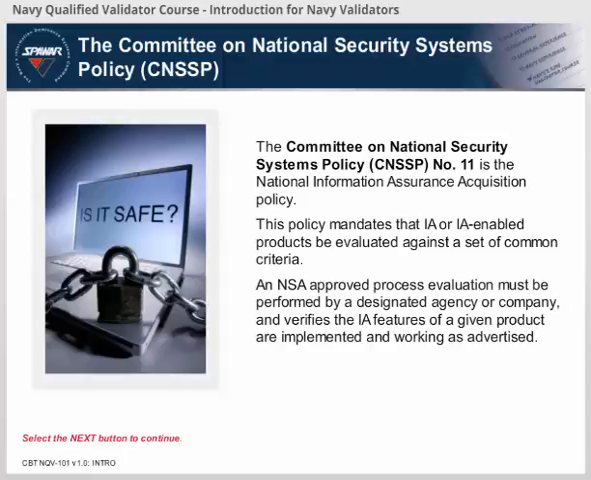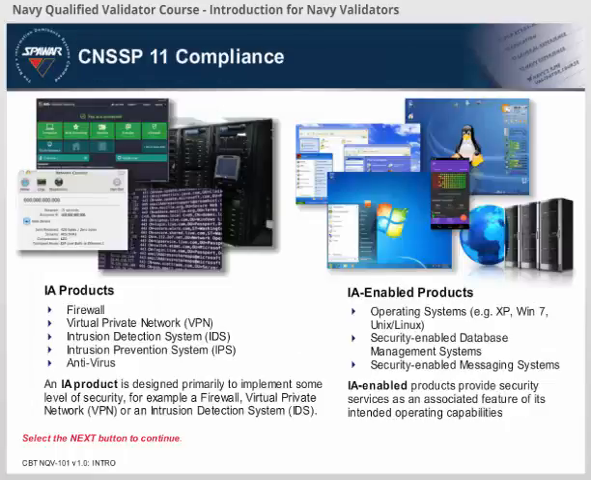When supporting the early A&A planning, it is important to assess compliance with this policy early and avoid a common pitfall. An IA product is designed specifically to implement some level of security. For example, a firewall, virtual private network, VPN, or an intrusion detection system, IDS, are IA products because their primary role is security. IA-enabled products provide security services as an associated feature of their intended operating capabilities. For example, an operating system is considered IA-enabled because its primary role is not security, but it offers security services as an associated feature to prevent unauthorized access and configuration control.